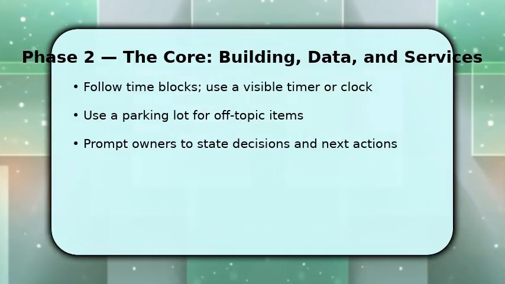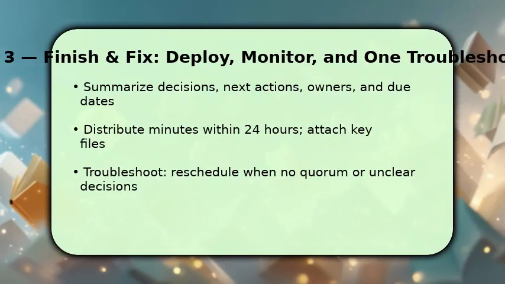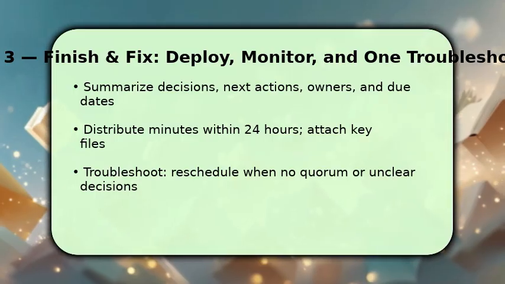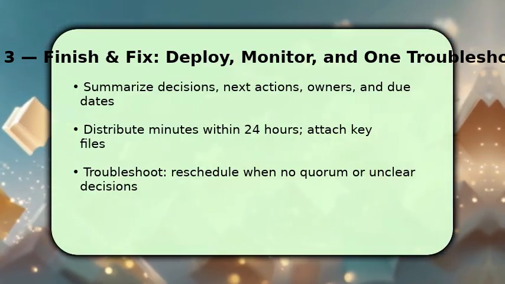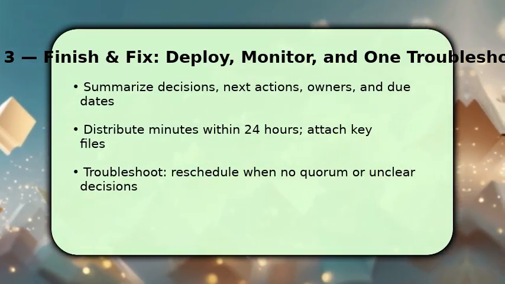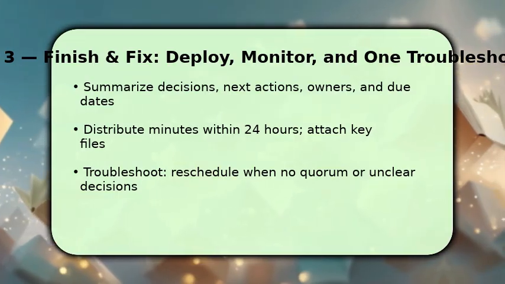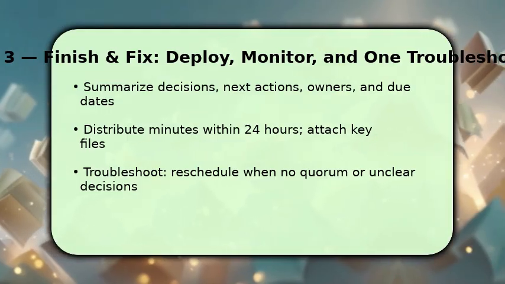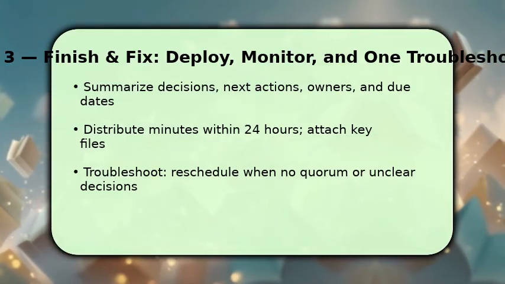You finish by summarizing every decision, the assigned owner, and the due date so there is no ambiguity. Once done, distribute concise minutes within 24 hours and attach any referenced files. This keeps momentum. If you hit a snag, no quorum or unclear outcomes, make sure to reschedule promptly and flag items that need more prep.